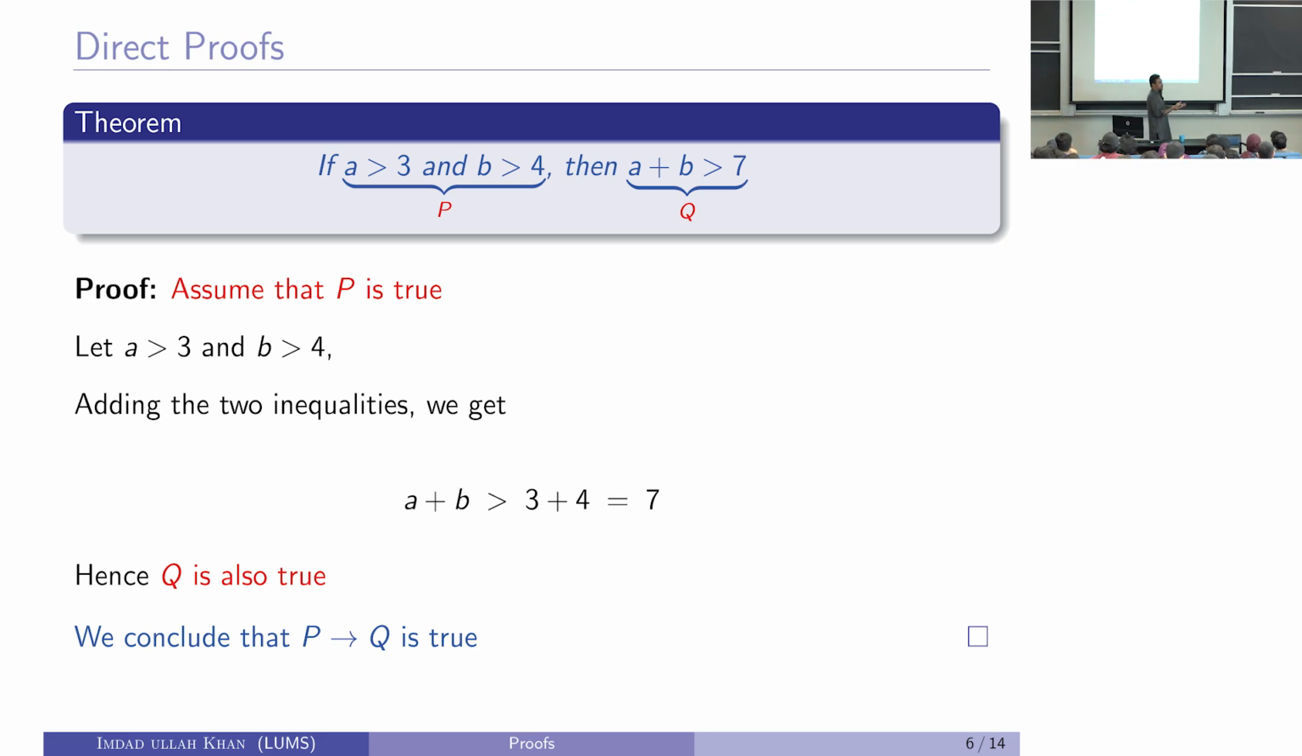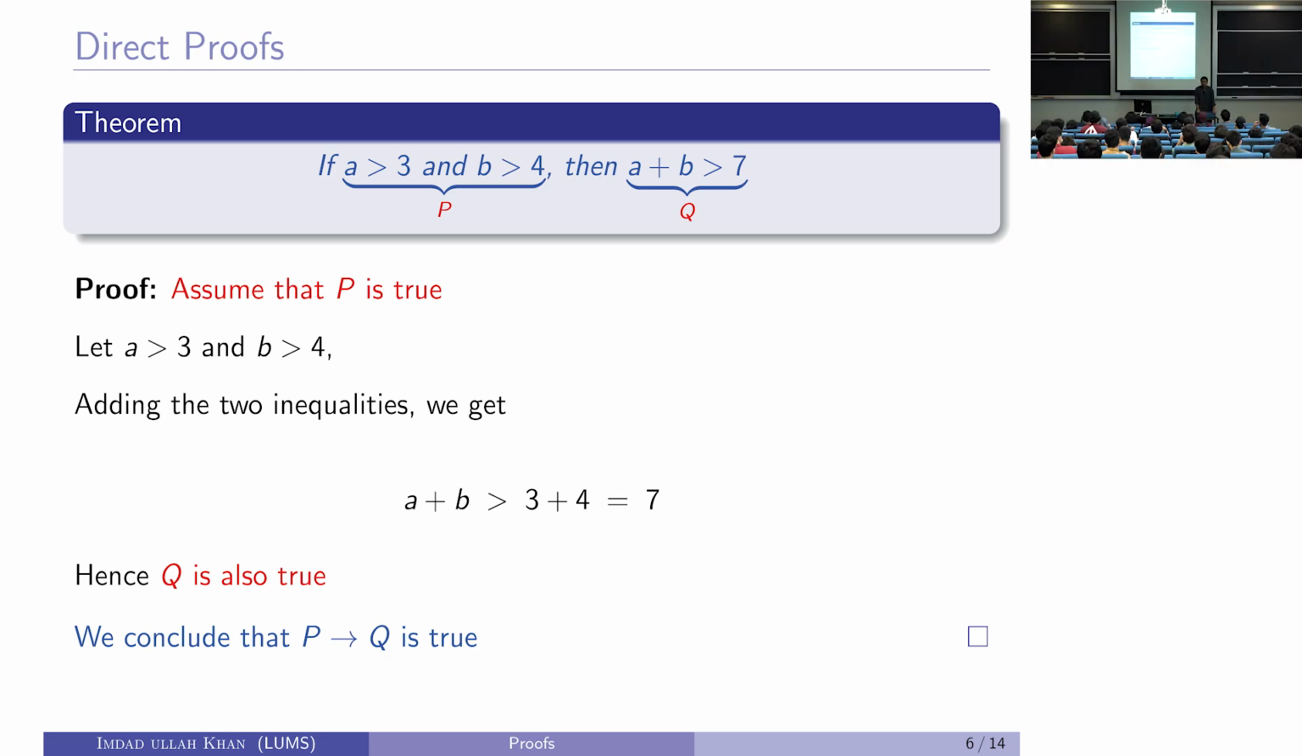So, if p is true, meaning a is bigger than 3 and b is bigger than 4, then if I add these two inequalities, what do I get? I get a plus b. Now, how can we do these things with inequalities? How can we add them? Those are from the axioms, right? From the rules of mathematics, that if x is bigger than y and a is bigger than b, then x plus a is bigger than y plus b. So, a plus b is then bigger than 3 plus 4, right? 3 plus 4 happens to be 7. So, I got that a plus b is bigger than 7. So, I can conclude that if a is bigger than 3 and b is bigger than 4, then a plus b is bigger than 7, right?